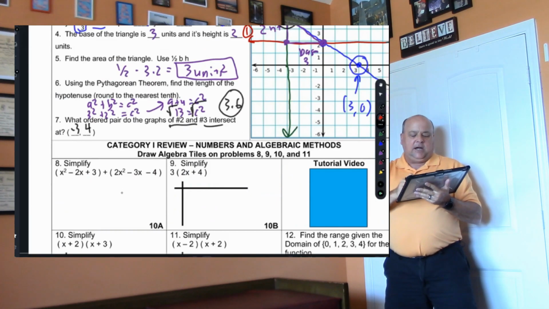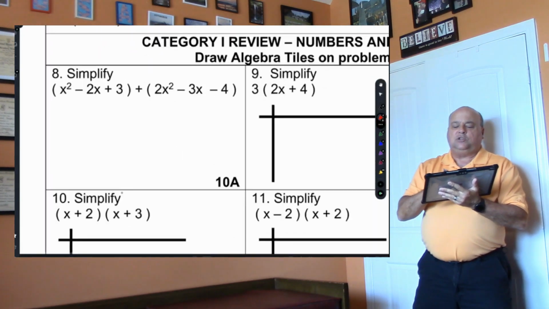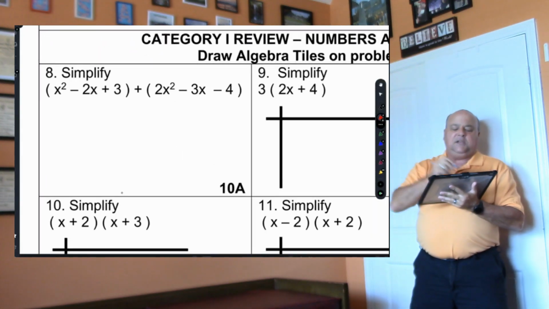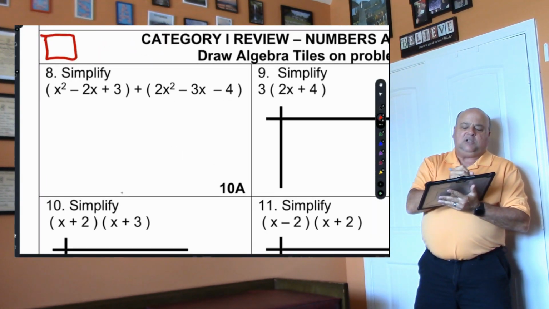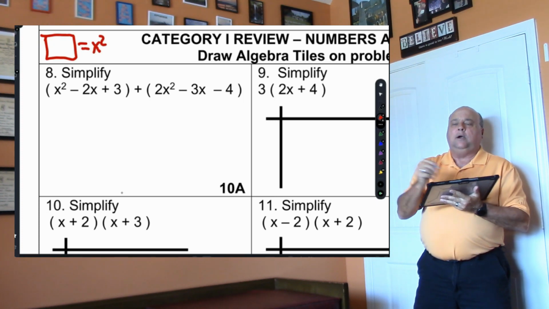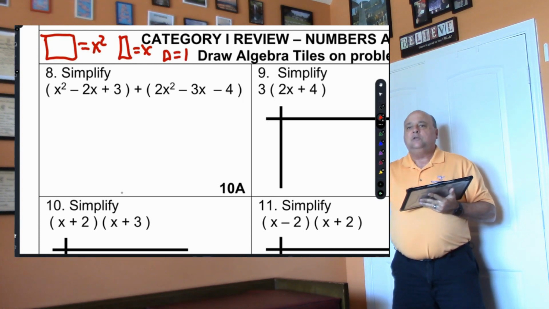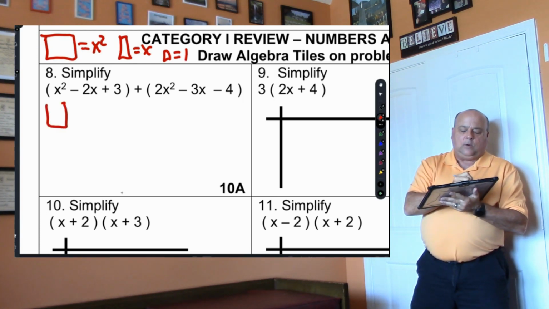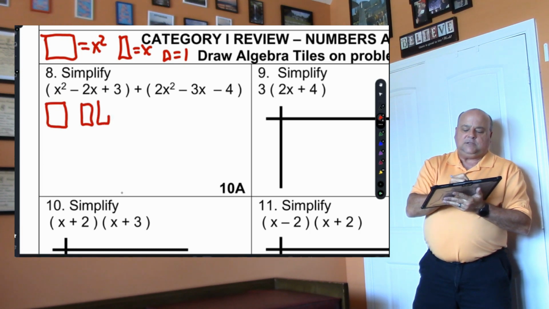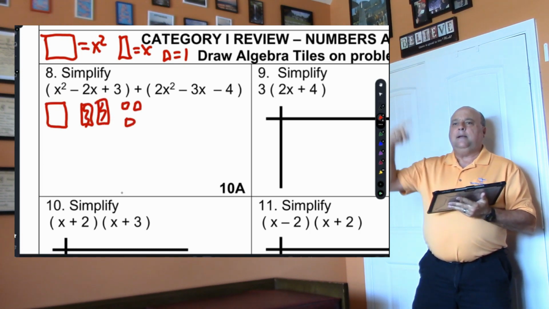Let's keep rocking and rolling, and the fun continues. Go to number 8. We're going to draw these shapes. Remember, a big square is equal to x squared. A rectangle equals x, and a square is equal to a unit. So I'm going to go through here, x squared minus 2x plus 3. And then I'm going to draw these.